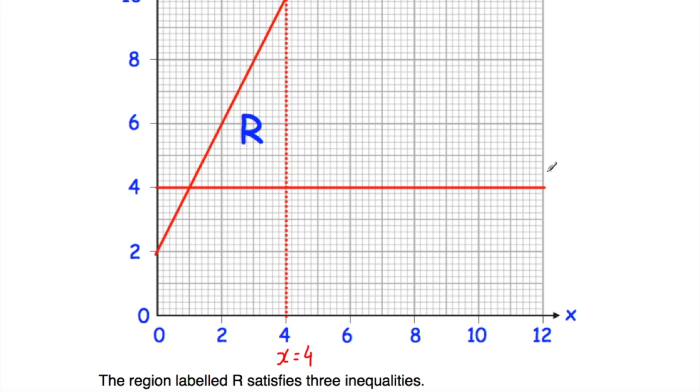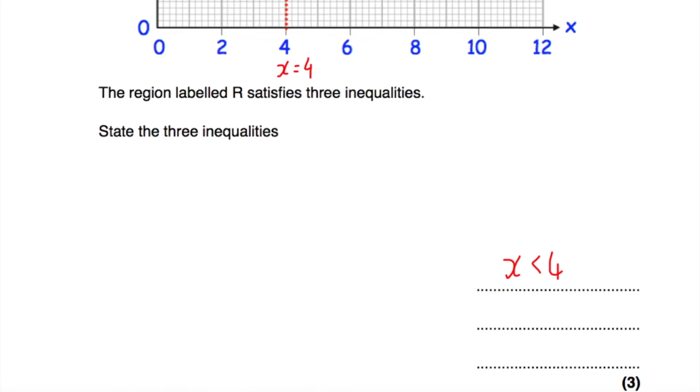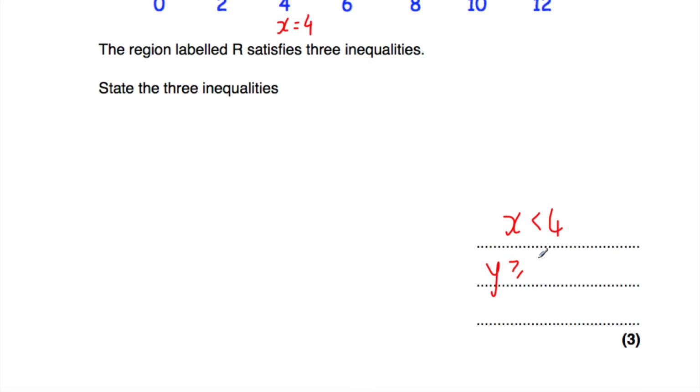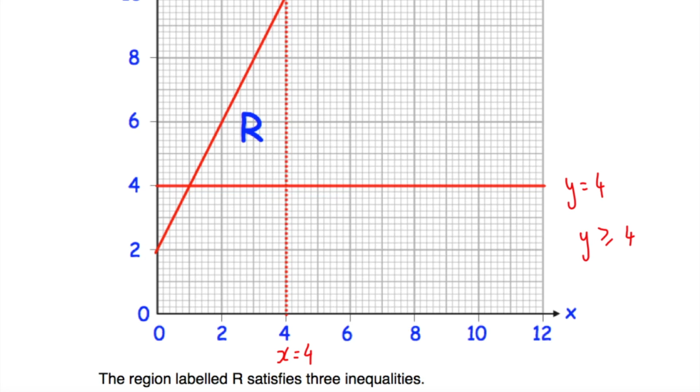Okay, now let's have a look at this horizontal line. It passes through 4 on the y-axis. So the equation of that line is y equals 4. Now the region is above that line, so all the points in that region will have a y-coordinate that's bigger than 4. So our inequality will be y is bigger than or equal to 4. And it's got the equal to part in that inequality because it's a solid line. Okay, so that's fantastic. We've now got two inequalities.